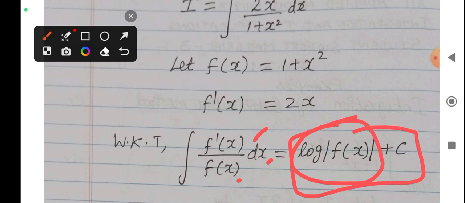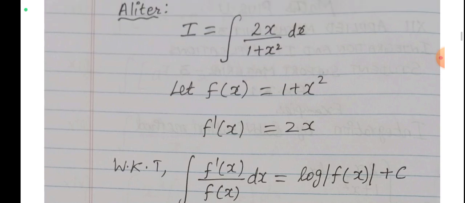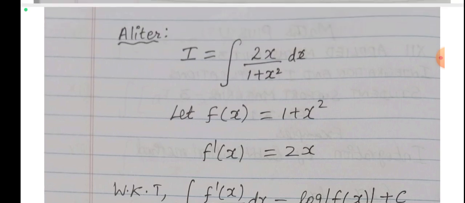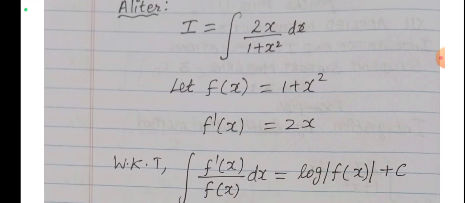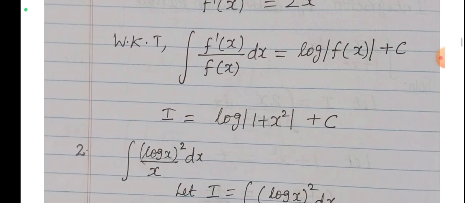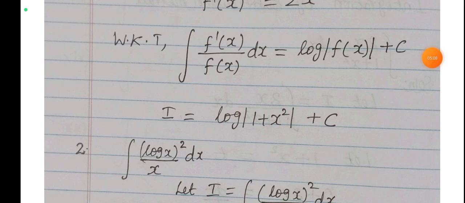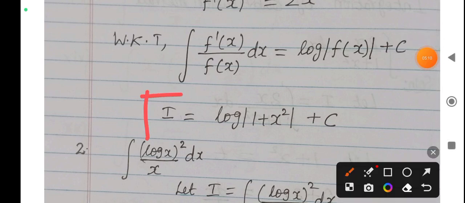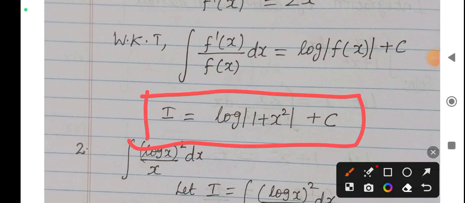Clear? So what is our advantage now? I don't want to substitute all these things. I just apply the values. I got f of x as 1 plus x square, and its differentiation is f dash of x. So integral f dash of x by f of x dx is log mod f of x plus c. So we got the answer: I equals log mod 1 plus x square plus c. Clear?